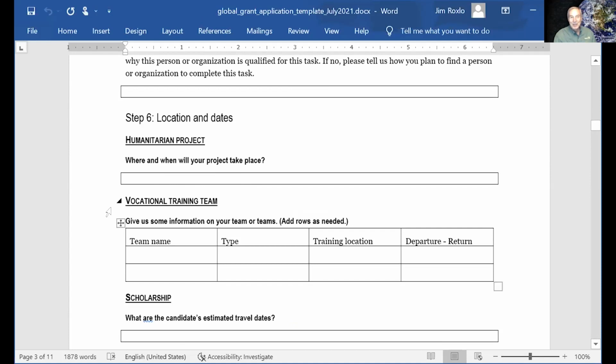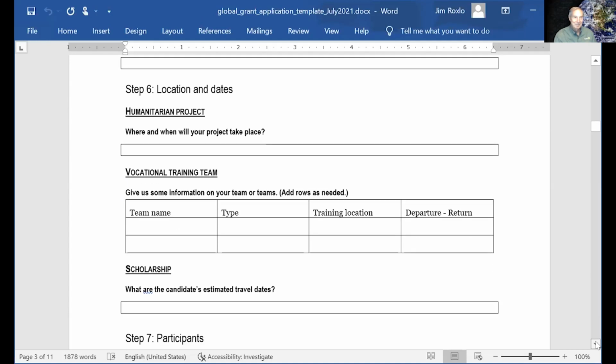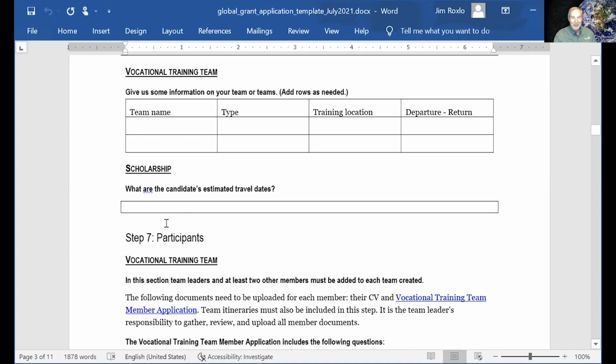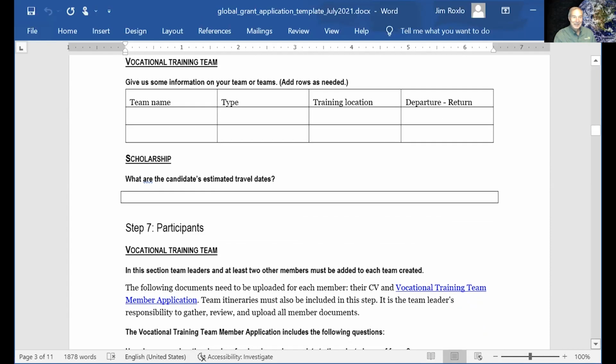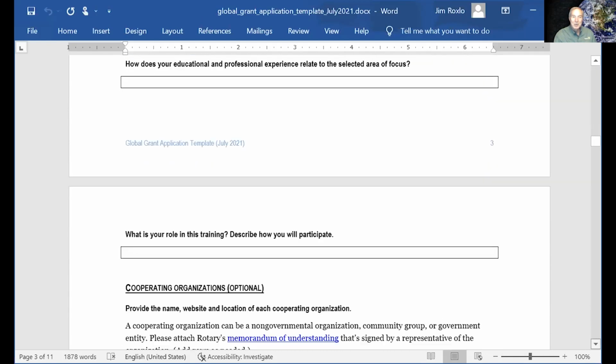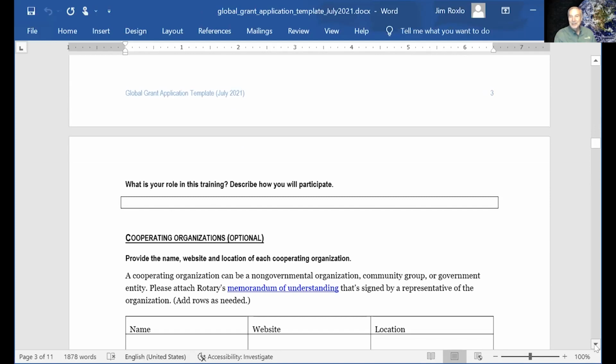See, now we get to one of these that's a vocational training team thing. You want to just delete this right out of there if you don't have a vocational training team. Scholarship, you want to get rid of that. See, step 7, more vocational training team. So you just delete those sections and instead of 11 pages, it's only going to be about 7 or 8 pages long. And it gets better. So, everybody get the idea with that?